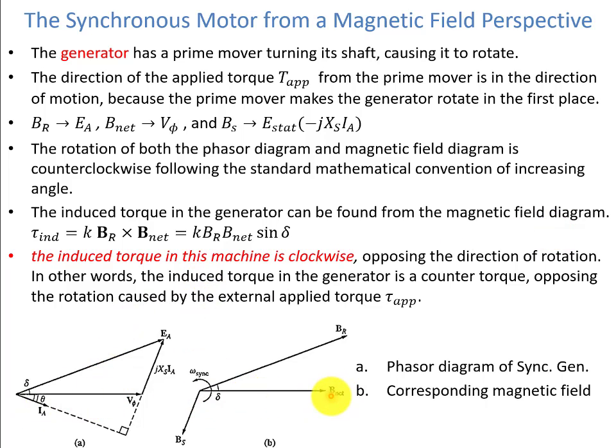So here we have taken B net and the angle between it and BR. Torque is equal to K times BR cross B net, which is K BR B net sine delta. So the induced torque in this machine is clockwise, opposing the direction of rotation. In other words, the induced torque in the generator is a counter torque, opposing the rotation caused by the external applied torque.